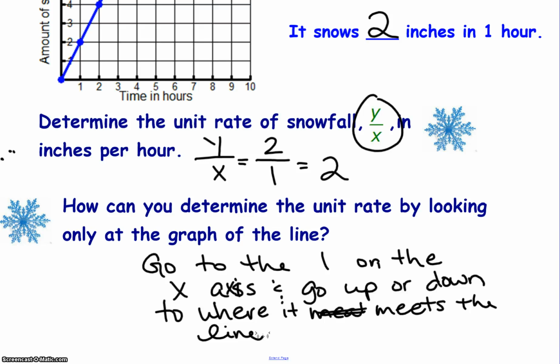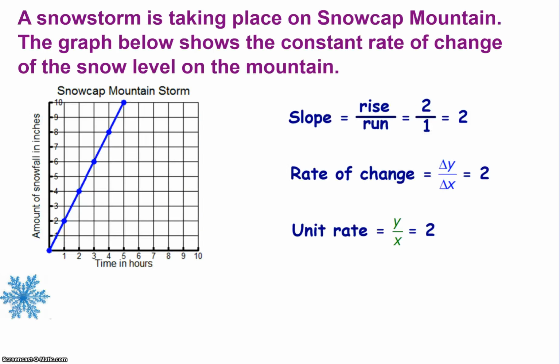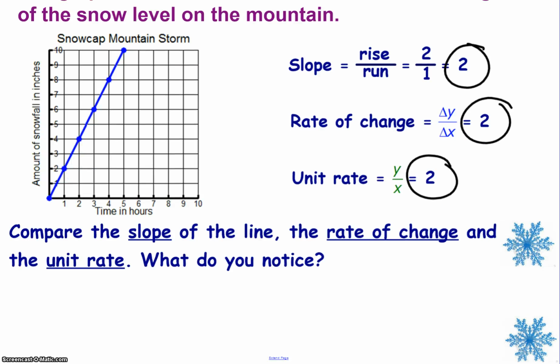All right, so we can go ahead and go to another example, or let's talk about this. What do you notice about the slope, the rate of change, and the unit rate? On the instructions it says compare the slope of the line, the rate of change, and the unit rate. And what do you notice? What you should notice is that all three values or quantities are the same.